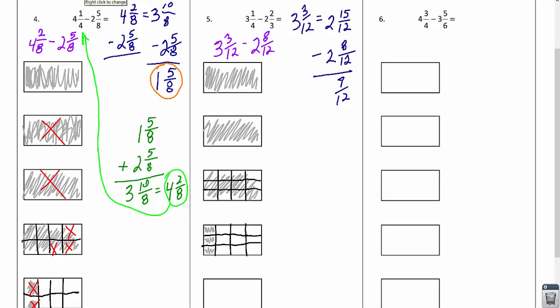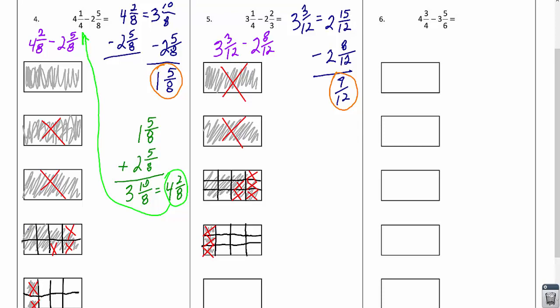So let's look at what I just did there. I took away 8/12 first. So I took away 1, 2, 3, 4, 5, 6, 7, 8/12. And I took away 2. 1, 2. And what's left are 1, 2, 3, 4, 5, 6, 7/12. Look at that. Ta-da. 7/12.